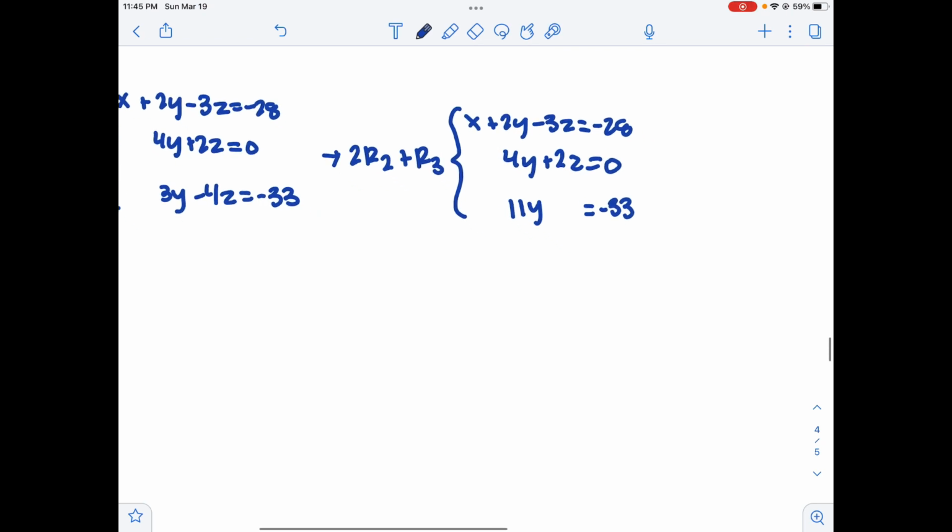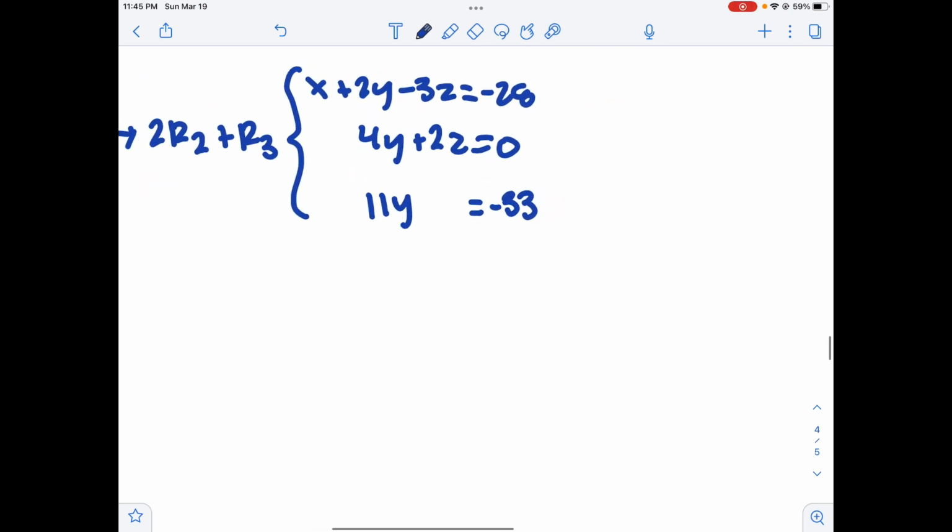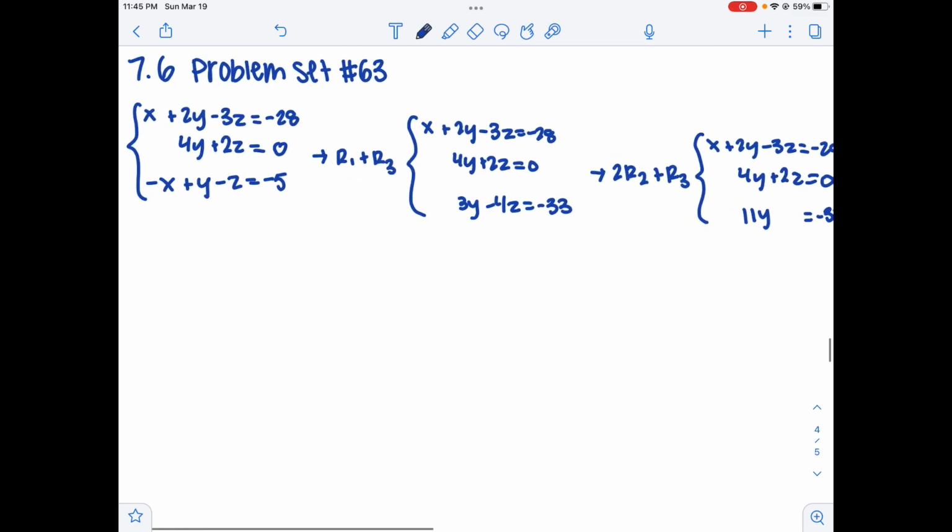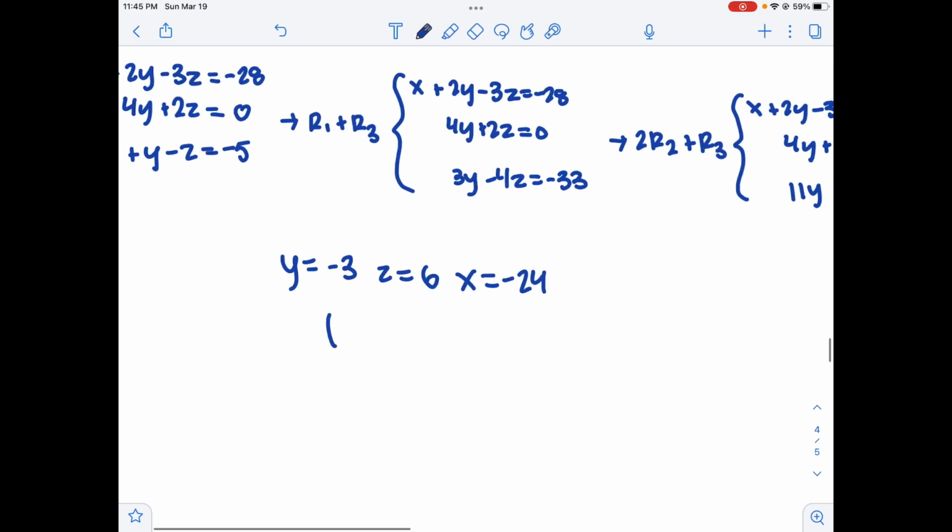So now we have 11y is equal to negative 33. When we plug all the numbers back in, we get y is equal to negative 3, z is equal to 6, and x is equal to negative 24. So our ordered triple would be negative 24, negative 3, and 6. And that's our answer.